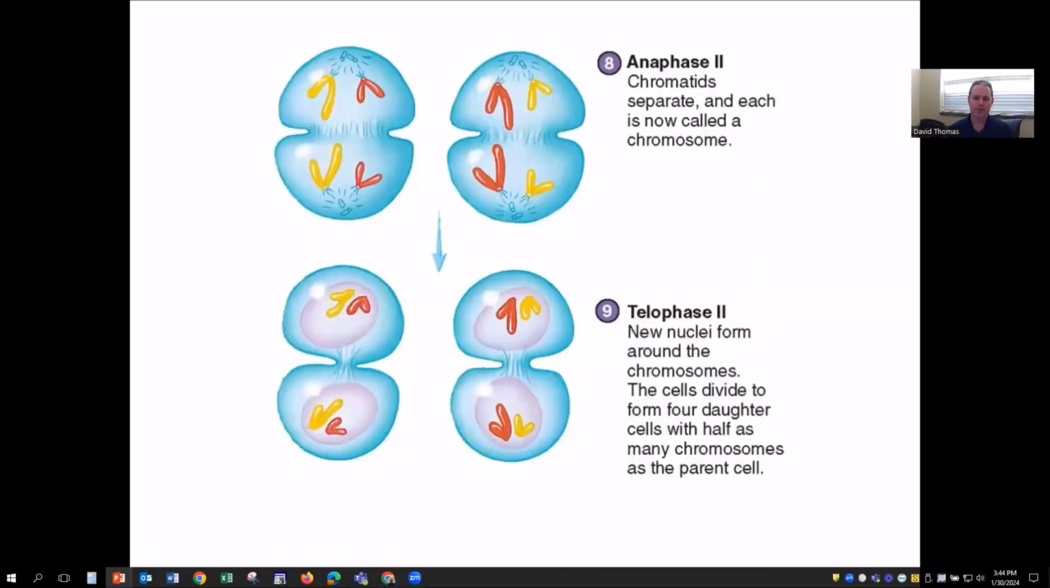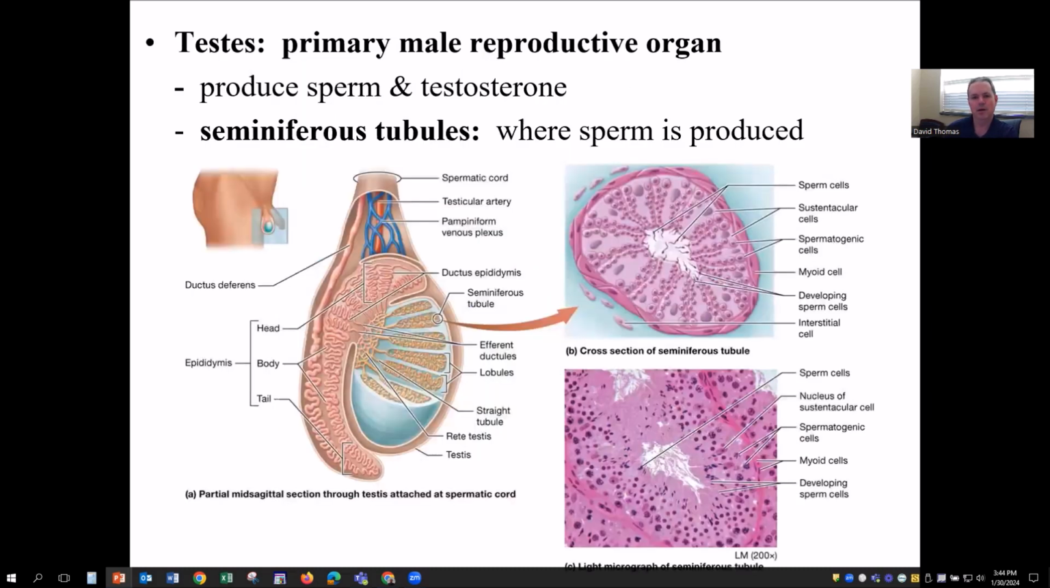So that's just a little bit about meiosis. Go back and review that a little bit, to understand the main steps there. And we're going to refer back to this in just a little bit. But before we do, let's look at some of the main male reproductive organs to find out where this process is really taking place. Where is the process of meiosis taking place?